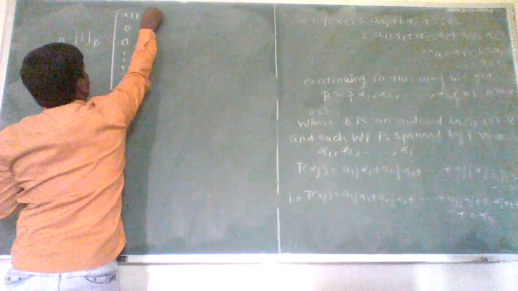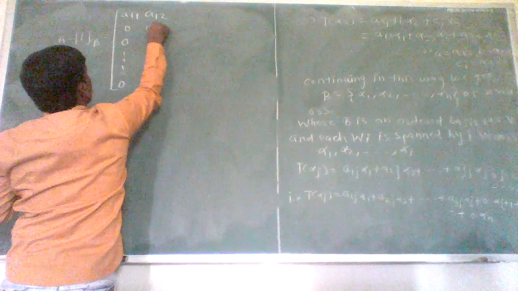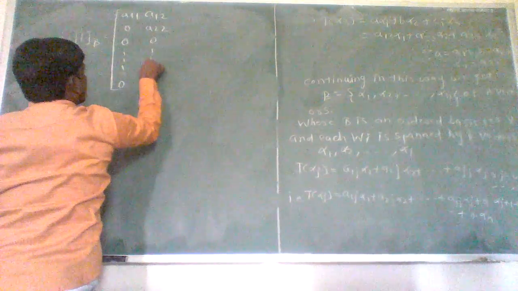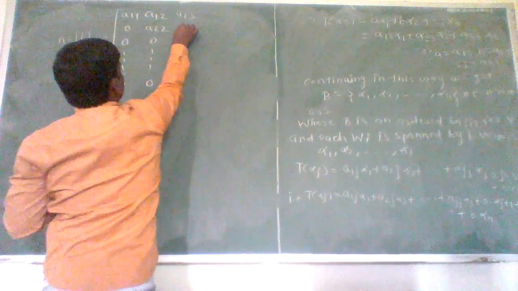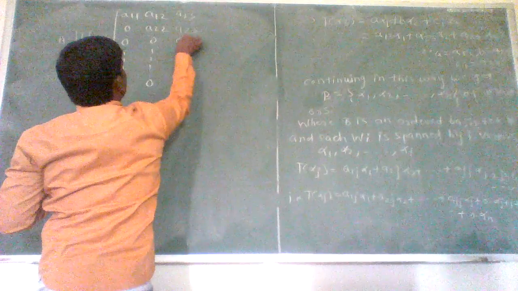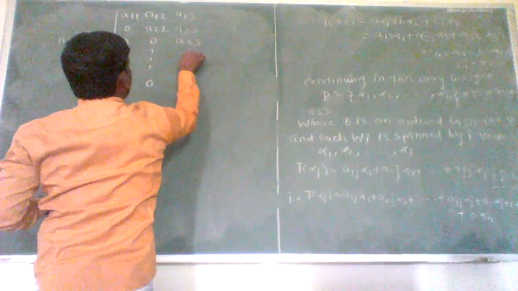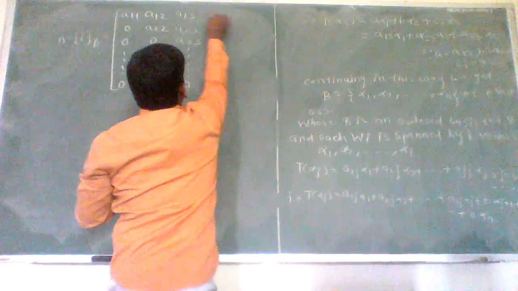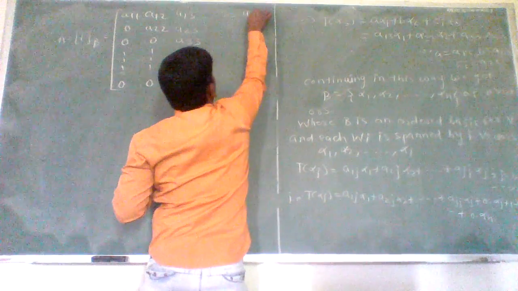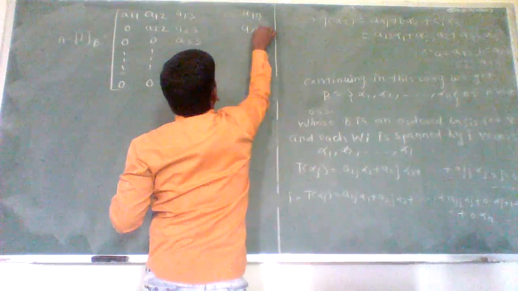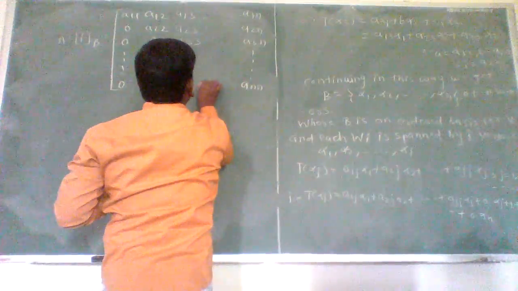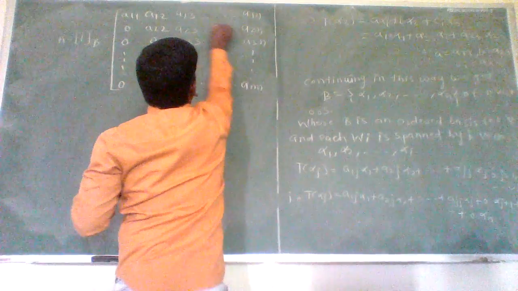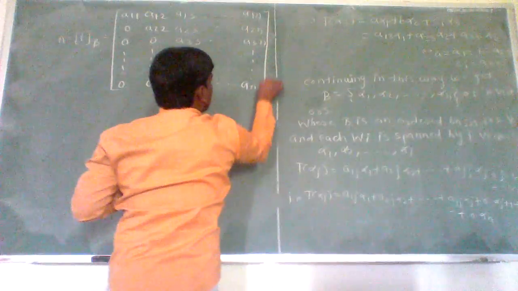Now, in the second one, A12 and A22, and remaining elements are 0. Third one, A13, A23, A33, and remaining elements are 0. And so on. Last one, A1n, A2n, A3n, and so on up to Ann. And which is a square matrix of order n cross n.